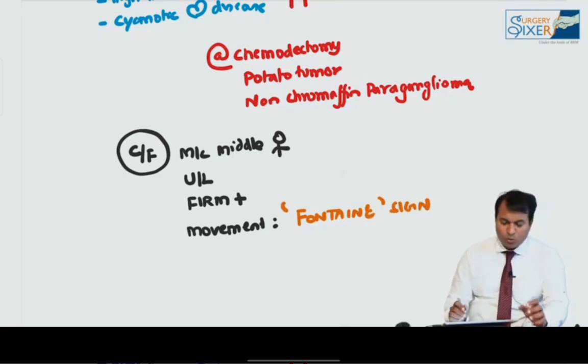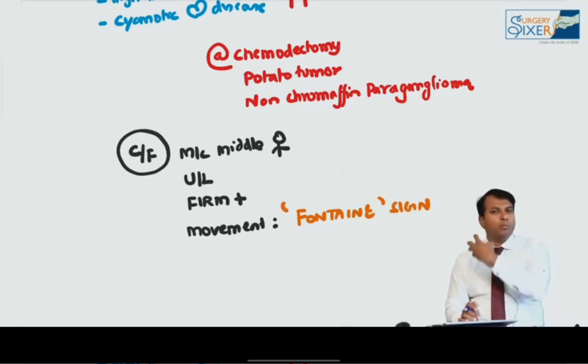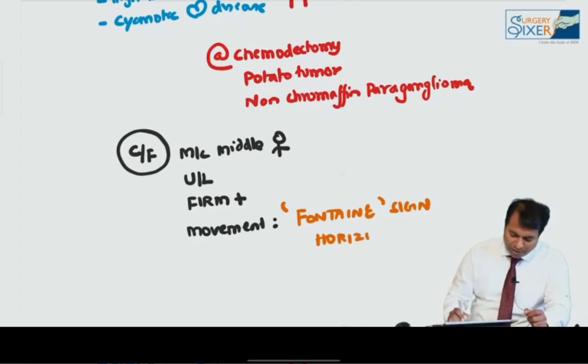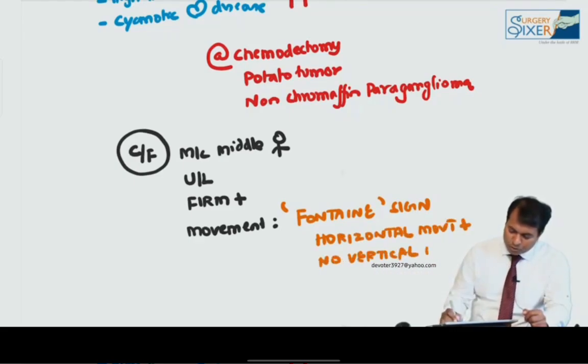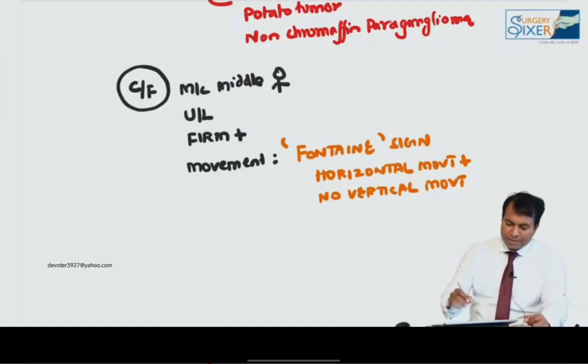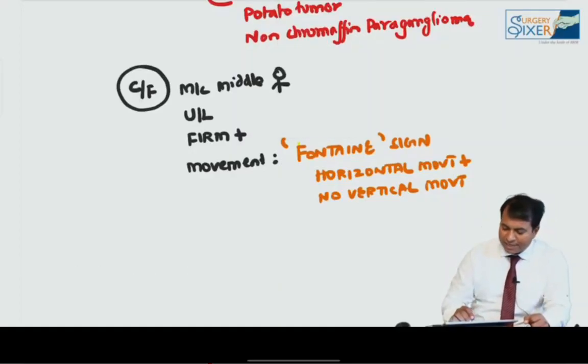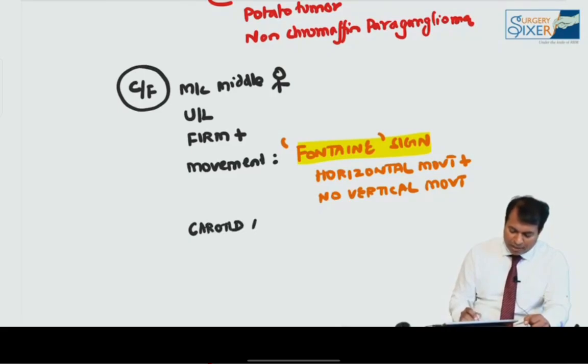Fontaine sign is that you can move the swelling in the neck horizontally, but you cannot move it vertically. Only horizontal movement is possible, no vertical movement. This is one of the classical signs known as Fontaine sign. And please don't forget, this is a swelling present in the carotid triangle.